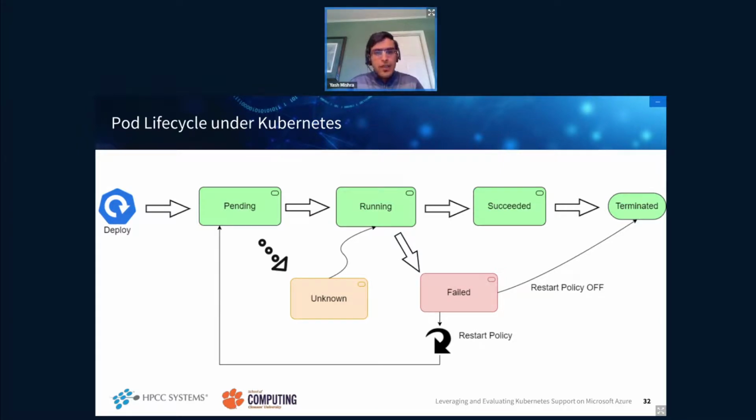For some reason, if the state of the pod could not be obtained, this makes the pod in an unknown state. And this phase typically occurs due to an error in communicating with the node where the pod should be running. And the specification of a pod has a restart policy field with possible values like always, on failure, and never. The default value is always. This restart policy applies to all containers in the pod.